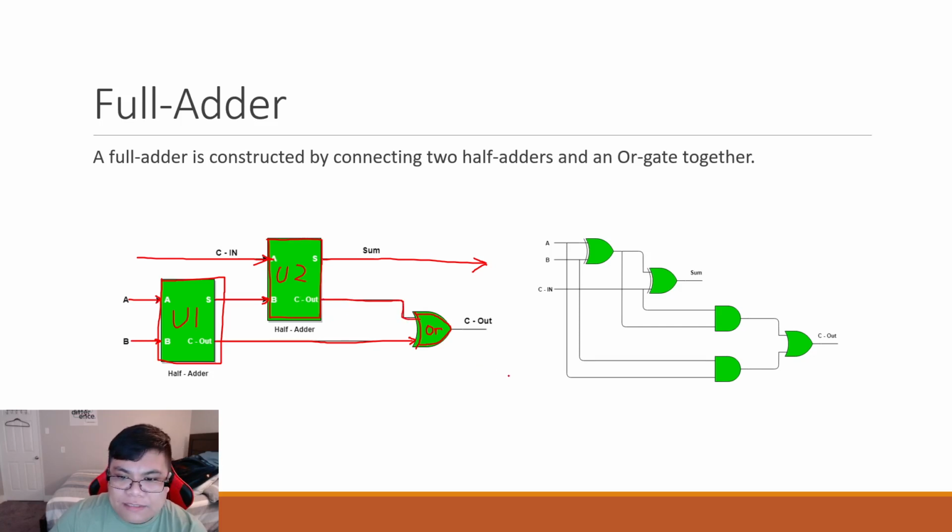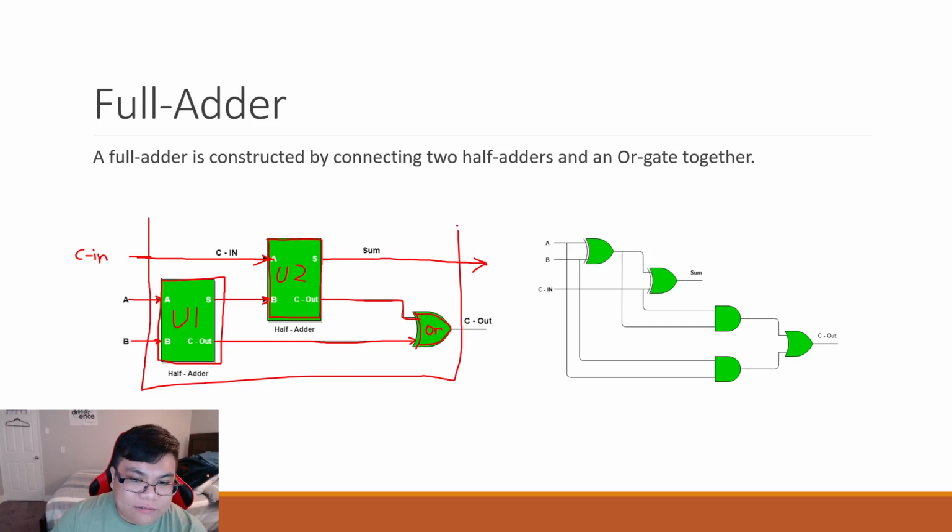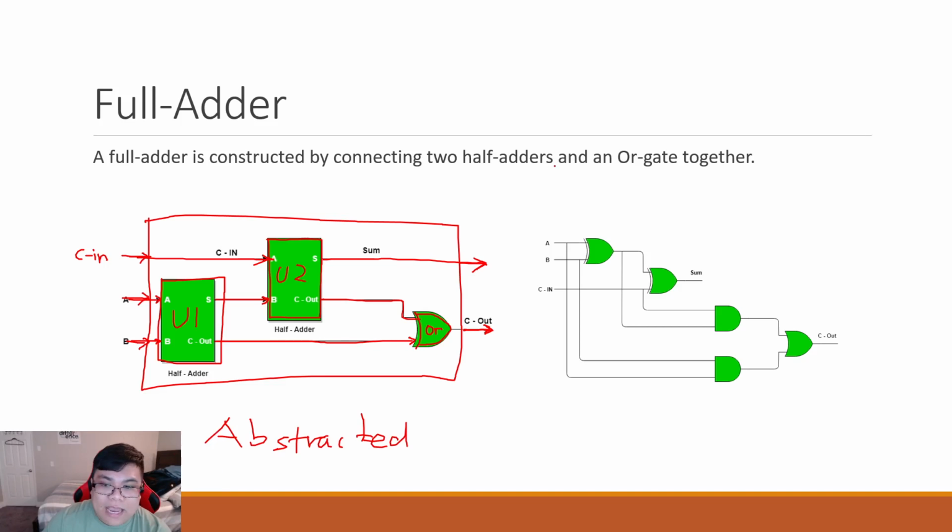So what happens as a result is that if I were to abstract this right now, if this is our carry in, if I was to abstract this, I would represent all of this with one big rectangle. And as you can see, a full adder takes three inputs, 1, 2, 3, and two outputs, 1, 2. Okay, so this is the abstracted version. And over here is the unabstracted version.